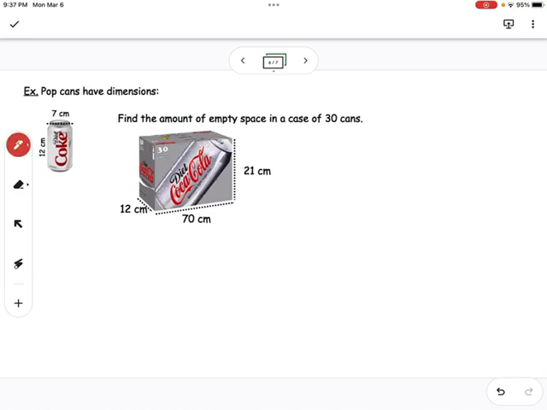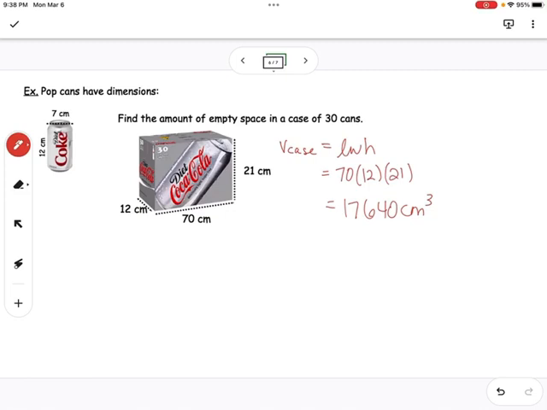So first we can find the volume of the case. Finding volume of a rectangular prism is length times width times height. So 70 times 12 times 21. We get 17,640 centimeters cubed.